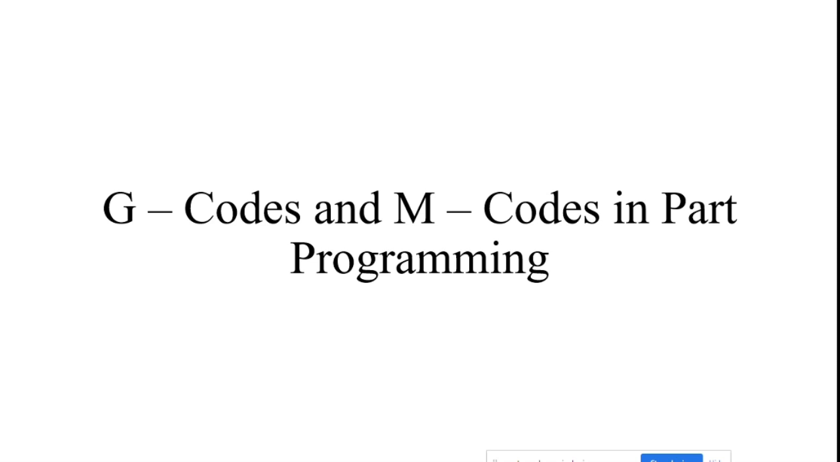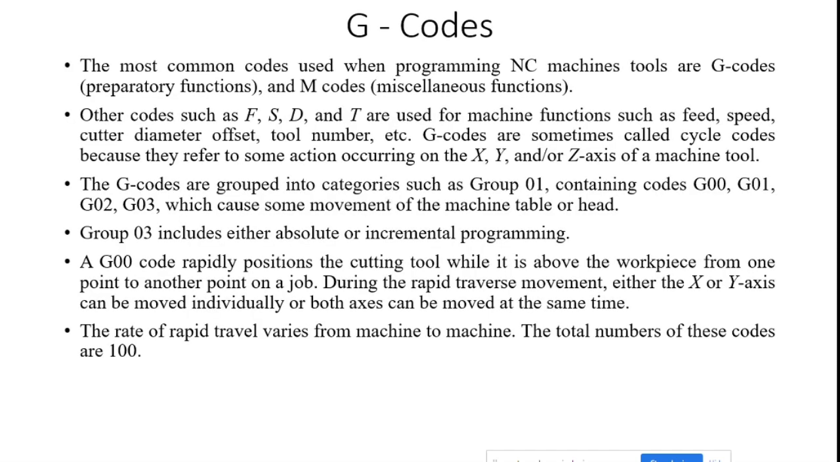Okay, what are all the G codes and M codes available with part programming? Already I told you the programmer should be aware of, or have knowledge about, G codes and M codes. So what are all the G codes and M codes available in part programming? Let's see G codes. Why we need G code? Which is the first question. Why we need G code in part programming?